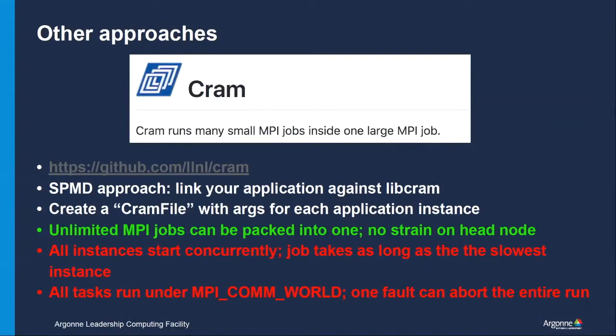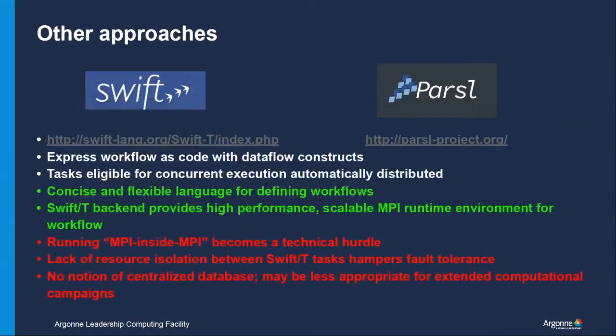The drawbacks here are that this is a static definition of the catalog of jobs to run, and so everything starts at the beginning of the job, and the job will take as long as the slowest run. So there's no real opportunity for load balancing, as I understand it. And because everything is running under one monolithic MPI runtime, it's not the most fault-tolerant approach.